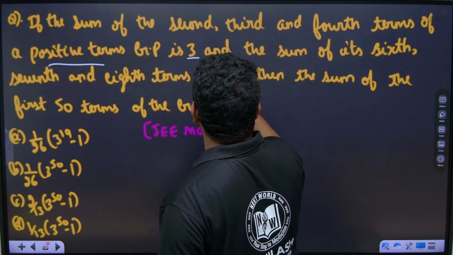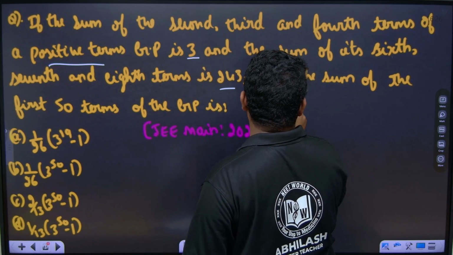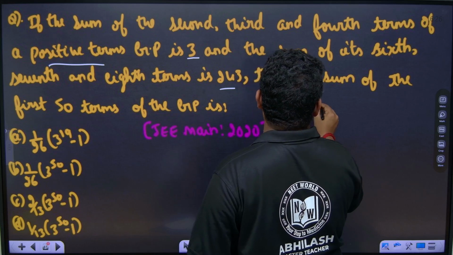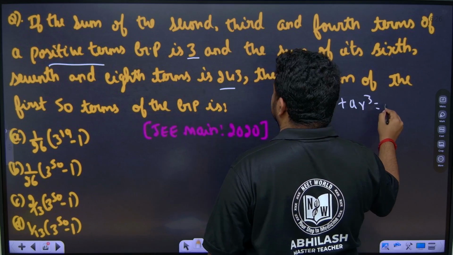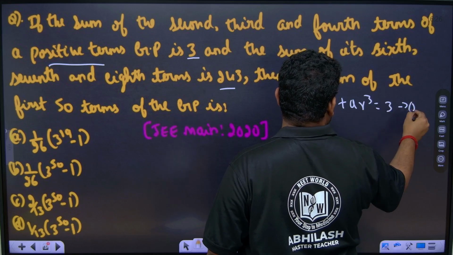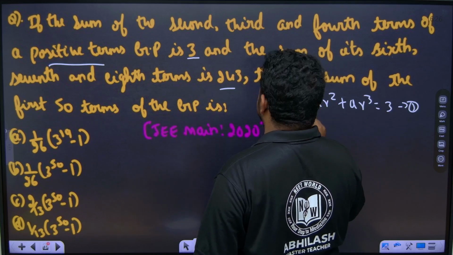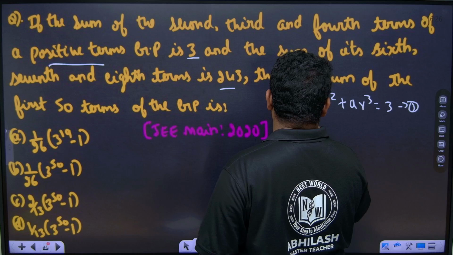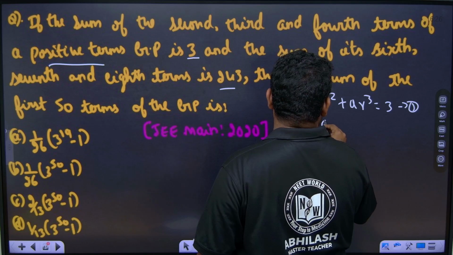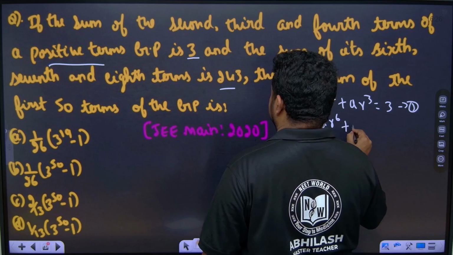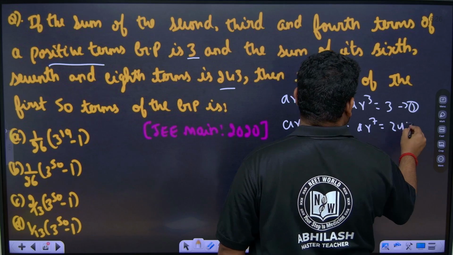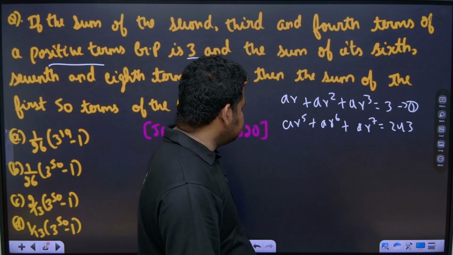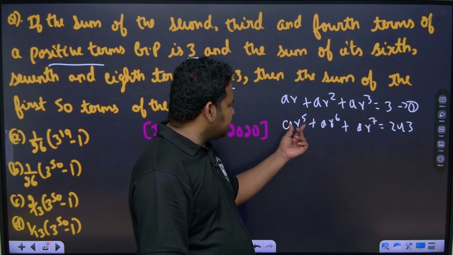So, what is the sum of the second? Second I can write as ar. Third I can write as ar square. Fourth I can write as ar cube. The sum is 3. Let me write it as 1. And they are telling the sum of its 6th, ar5, 7th, ar6, and 8th, ar7, is equal to 243. Now, is there anything that I can take common? Yes, definitely, I can take common here.